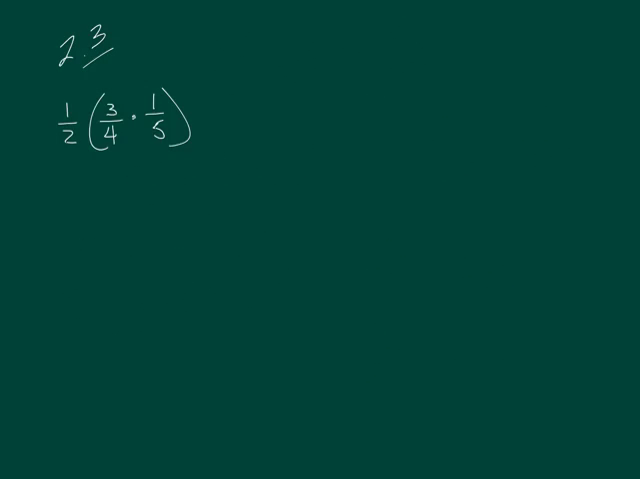So this is example 3, and not really a whole lot to this. I mean, you've got 3 fractions. The ones in the parentheses, you're multiplying them together, and then you'll multiply that by 1/2. So 3/4 times 1/5 would be 3 times 1 over 4 times 5. And then we multiply the other 2 fractions, 1 times 3 over 2 times 20. And we get 3 over 40.